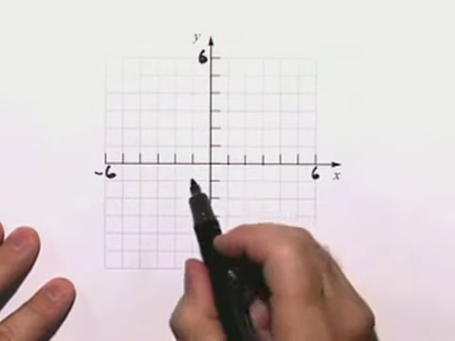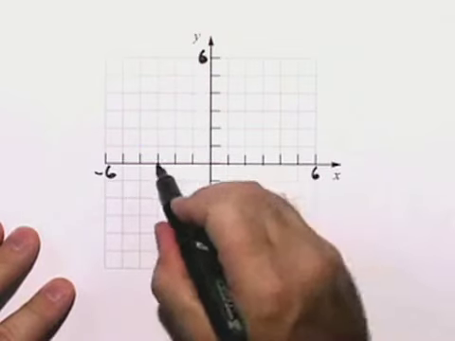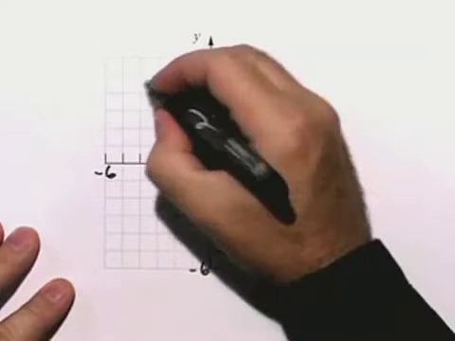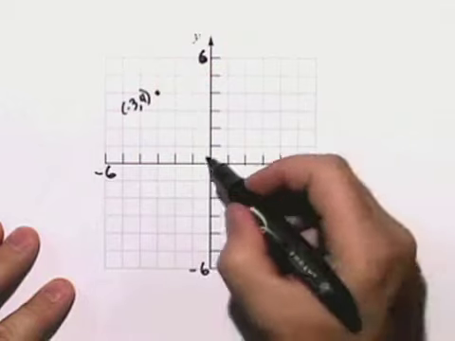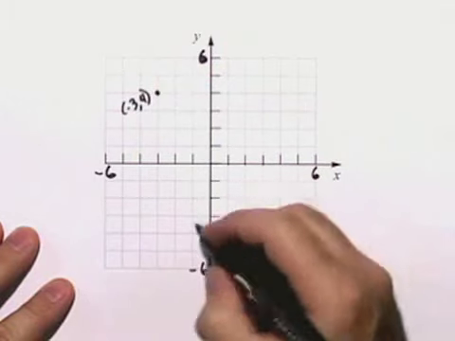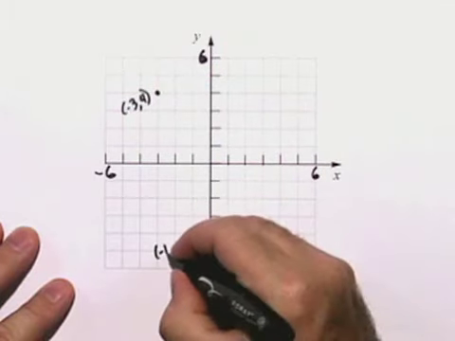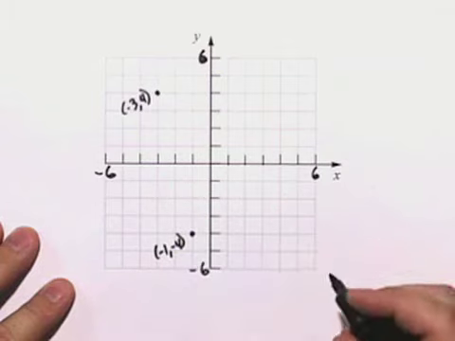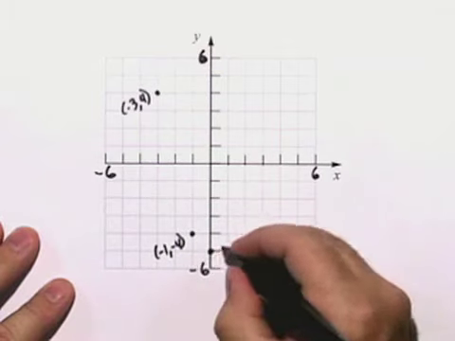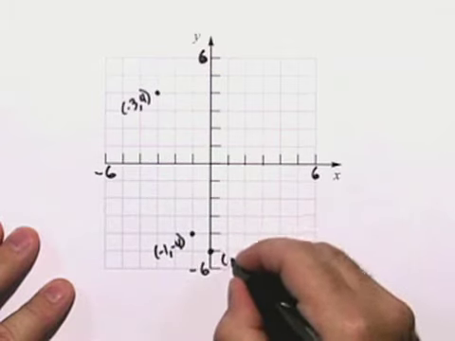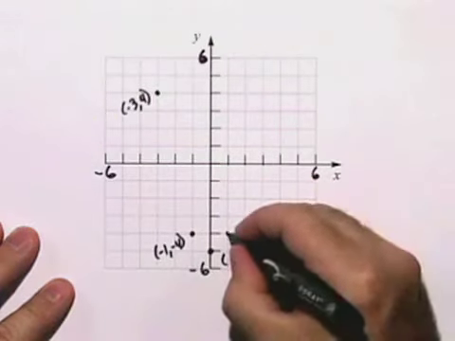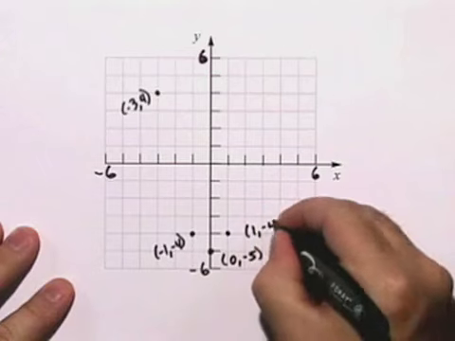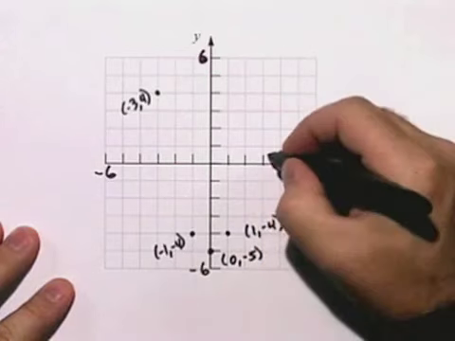We found the point -3, 4. So we'll go -3 up 4. So the point -3, 4 is on our graph. We found the point -1, -4 is on our graph. Point 0, -5, remember -5 was our y-intercept. Point 1, -4, and the point 3, 4.